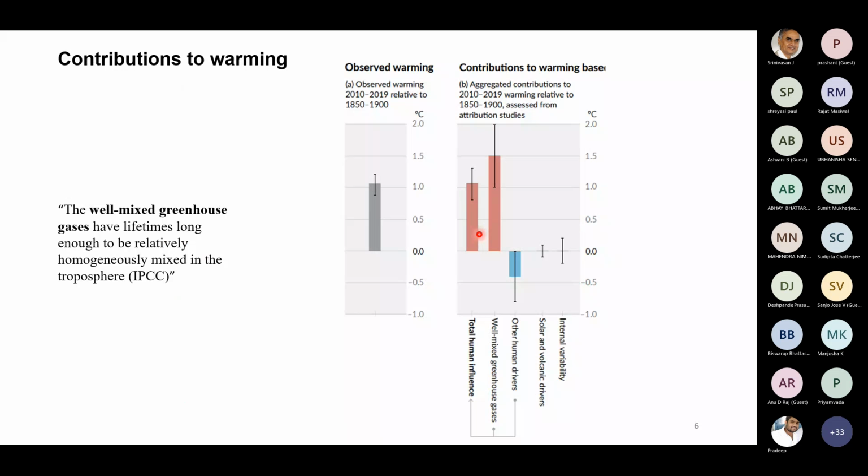Now, here's another diagram from the report, which shows contributions to warming. The present warming as compared to the second half of the 19th century, the 1850 to 1900. Remember, anthropogenic CO2 emissions began in earnest in the mid-1800s, but really they started to take off in the 1900s. And so you don't see much warming in the second half of the 19th century, and that's why this is the reference period relative to which warming in 2010 to 2019 has been compared by the IPCC. And the present warming is just over 1 degree Kelvin.